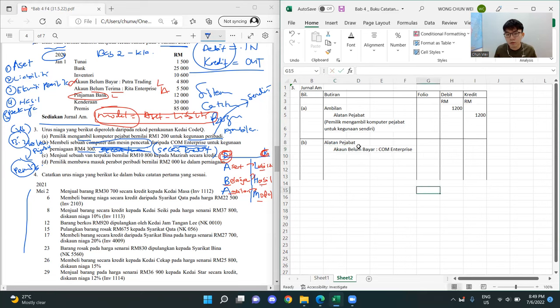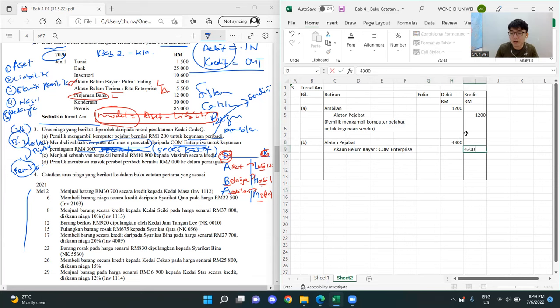Alright, so account yang belum bayar, maksudnya kita belum bayar kepada COM Enterprise. Okay, kita sudah beli, but secara kredit, secara hutang. So I already taken the computer and machine pencetak, I'm using it in my office, but I haven't paid COM Enterprise yet. So if I haven't paid yet, belum bayar, right? Therefore, it is called account belum bayar, siapa? COM Enterprise. So how much? 4,300, 4,300.